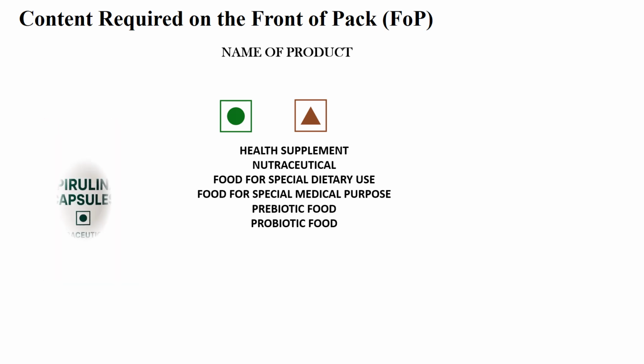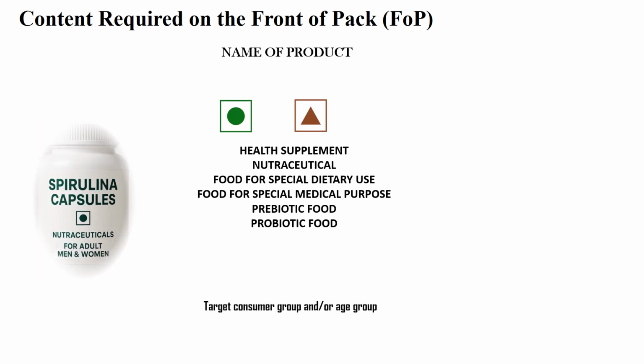The fourth information required on the front of the pack is about target consumer group. The regulations say a prominent statement indicating the target consumer group or the age group should be there on the front of the pack. So these are the four information which are required on the front of the pack.